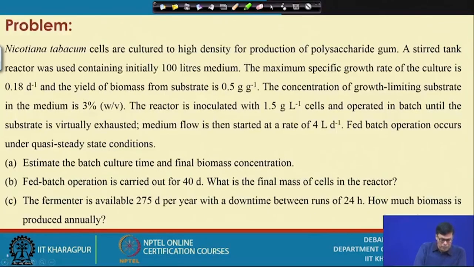Now, let us come to the third part of the problem. What is the third part? The fermenter is available. The fed batch operation is carried out for 40 days, so what is the final cell mass? We considered T as 40 days and found it. The third part is that the fermenter is available 275 days per year with a downtime between runs of 24 hours. How much biomass is produced annually? Let us see how you can solve this.